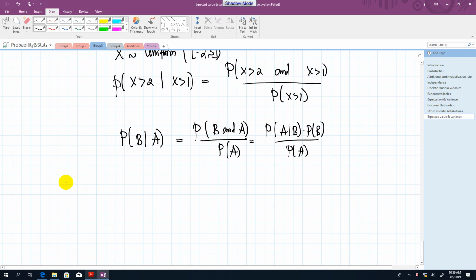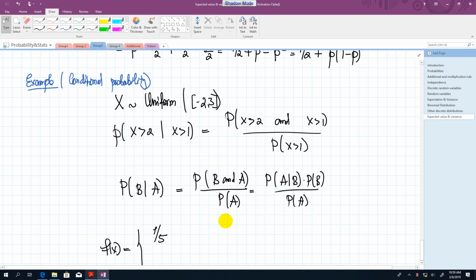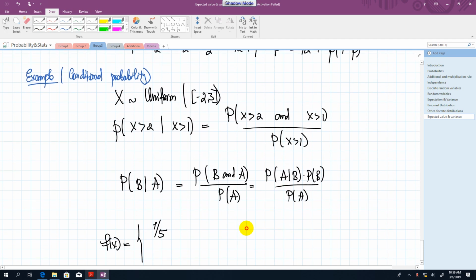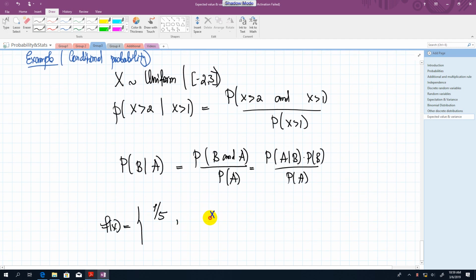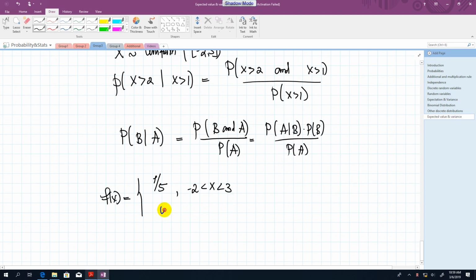So first of all, let us construct the density function. If x has the uniform distribution, what will be its density function? It will be 1 over 5, that is 1 divided by b minus a. So b is equal to 3, a is equal to minus 2. So it is 1 over 5 if x takes values from minus 2 to 3, and 0 otherwise.